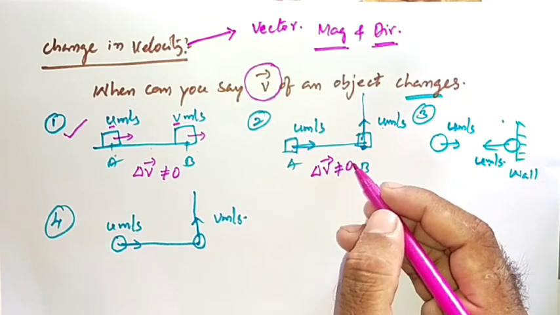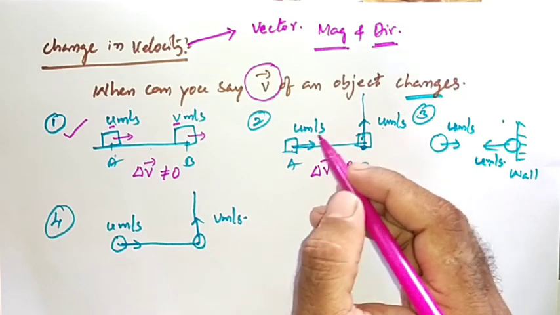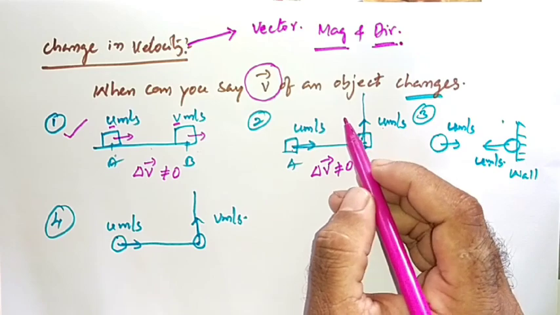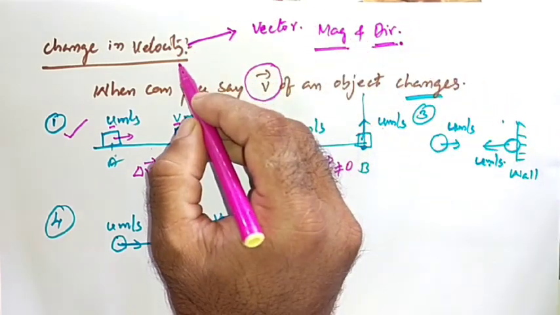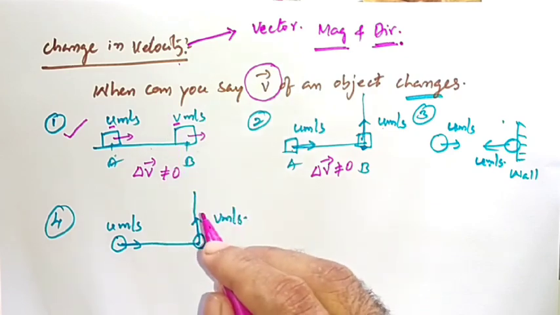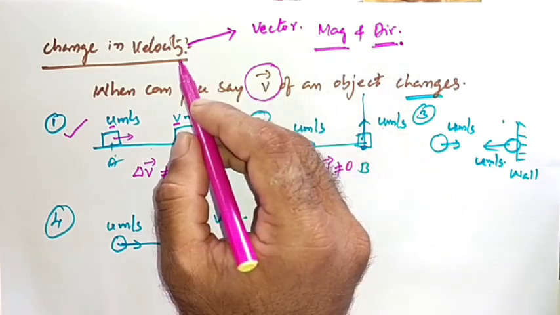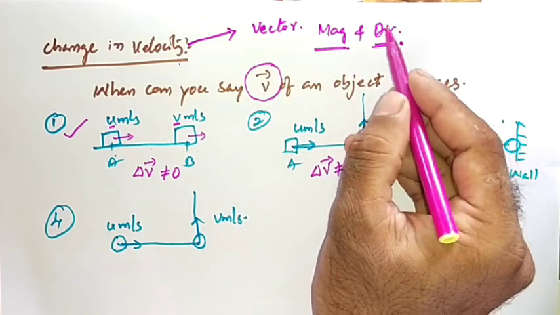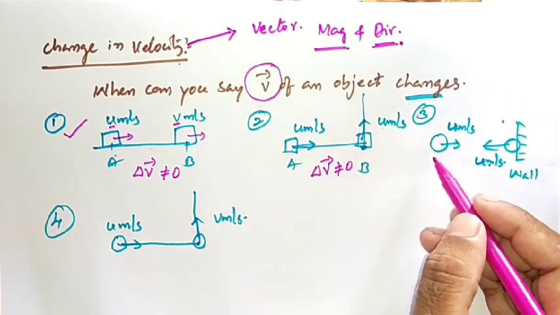Are you understanding or not? There is change in velocity because here the magnitude is constant but the direction is changing. Only if magnitude and direction are both the same is velocity constant. When velocity is not changing, the magnitude and direction both should be constant. Okay, sir? Now coming to the third case.